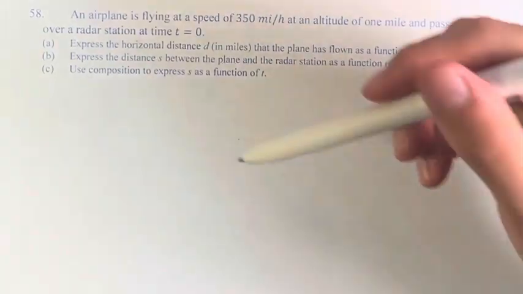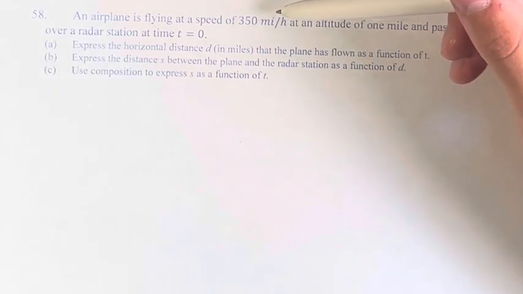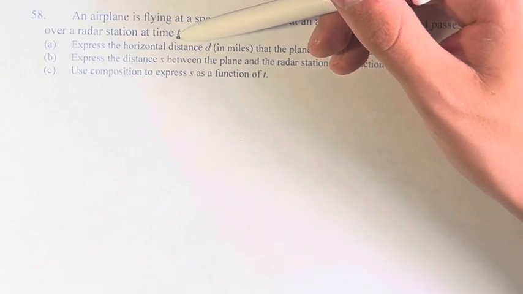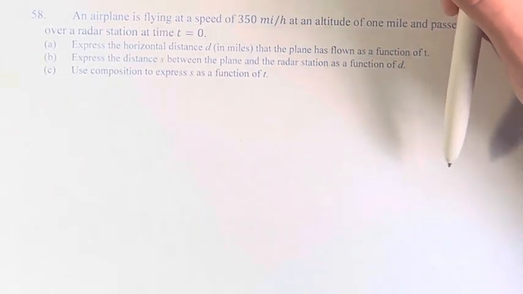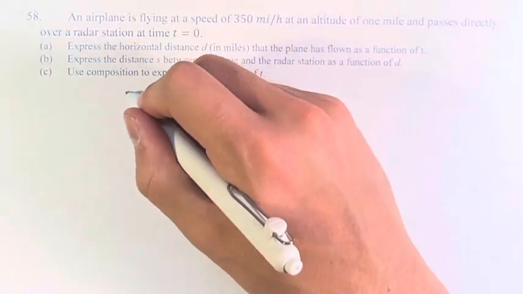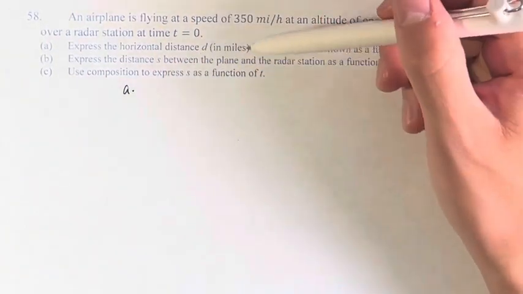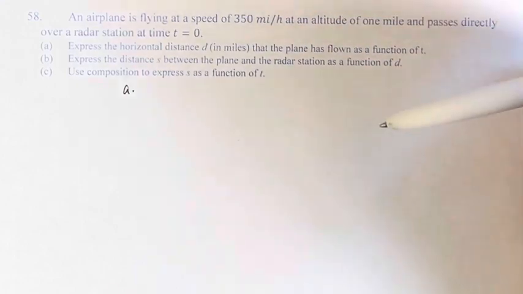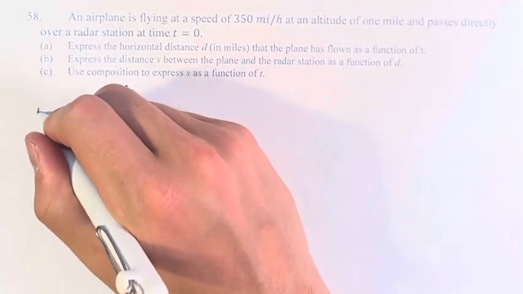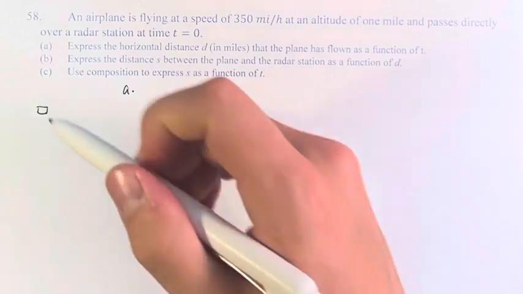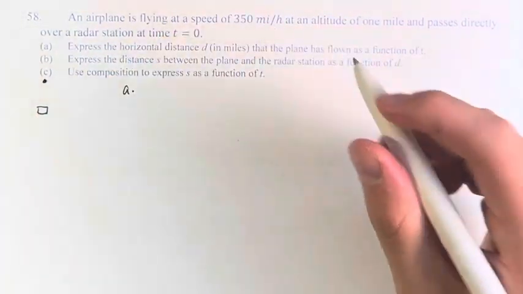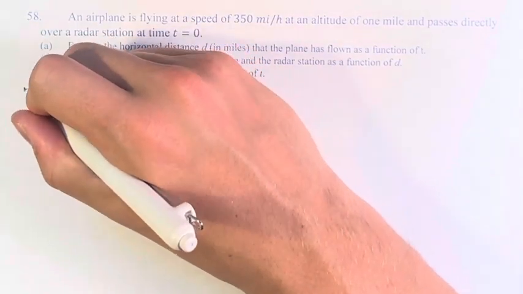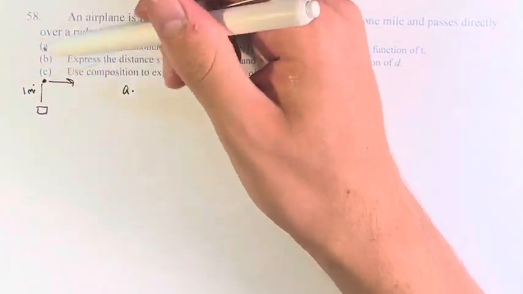In this problem, we're told that an airplane is flying at a speed of 350 miles an hour at an altitude of 1 mile and passes directly over a radar station at time t equals 0. In part A, we're asked to express the horizontal distance, d, in miles that the plane has flown as a function of t. First, let's draw a little diagram. We have our radar station, and we have an airplane flying above it at a speed of 350 miles an hour, and we have a distance of 1 mile between the airplane and the ground.